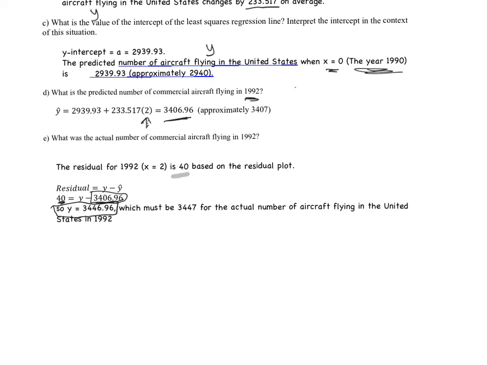Now, they were asking for an actual y value. So in this problem, we really should round to 3447 because that actual number of aircraft would have to be a whole number. When you're doing a slope or when you're doing a predicted y value, it's okay for those to be decimals because they're just based on equations and they're approximates. But when we're talking about an actual y value, we should round it because we have to have a whole number of aircraft.